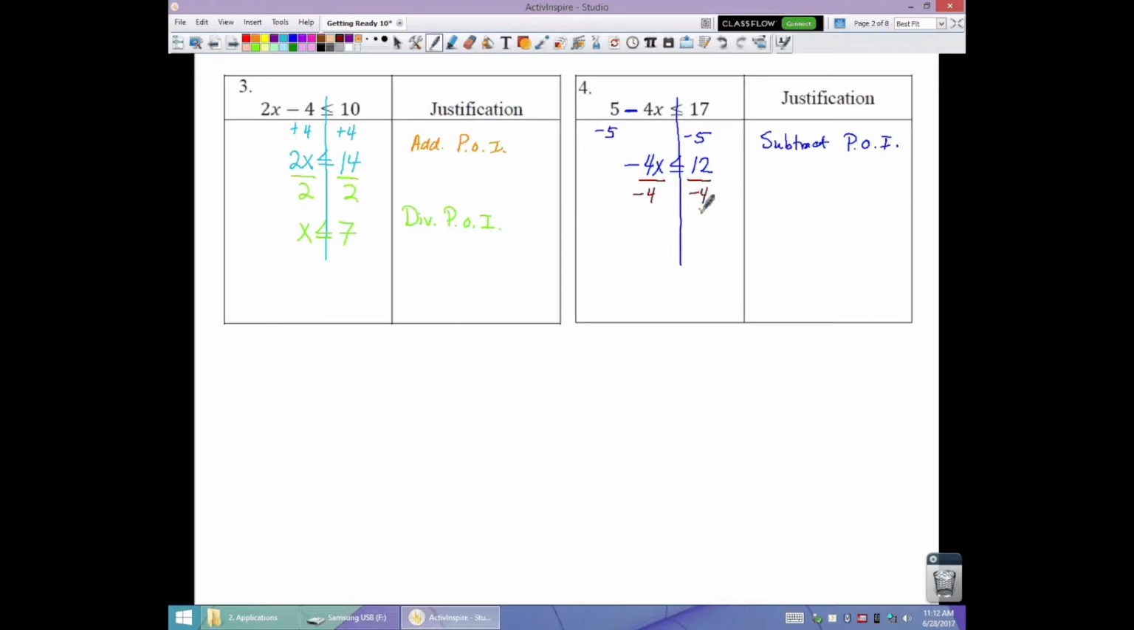Now, here we are, first time today, we're going to divide away this negative 4. But with inequalities, when you divide or multiply by a negative, you must switch the inequality symbol. So it goes from less than or equal to greater than or equal. And 12 over negative 4 is negative 3. Okay? That is the division property of inequalities.